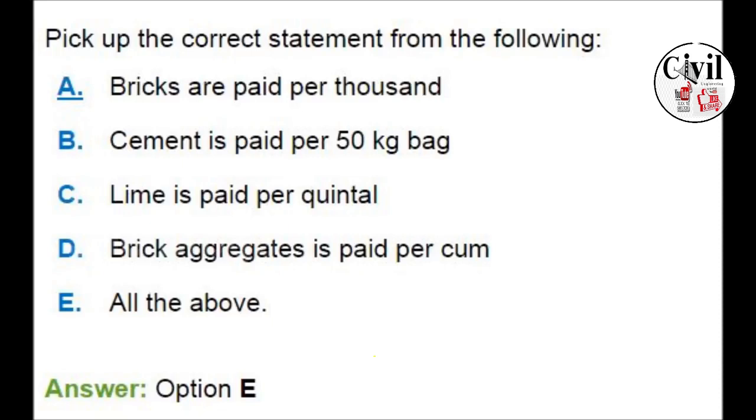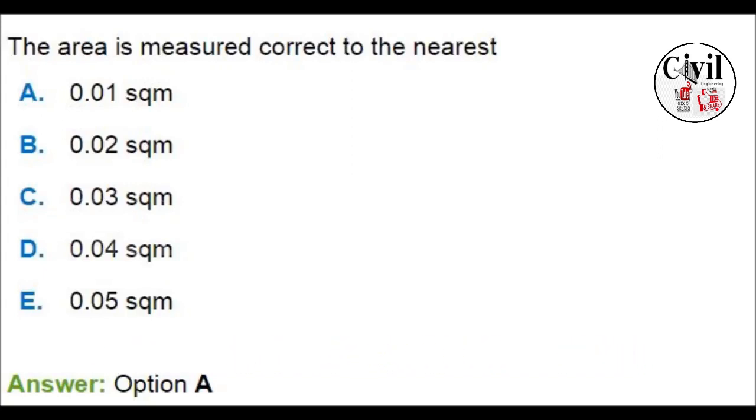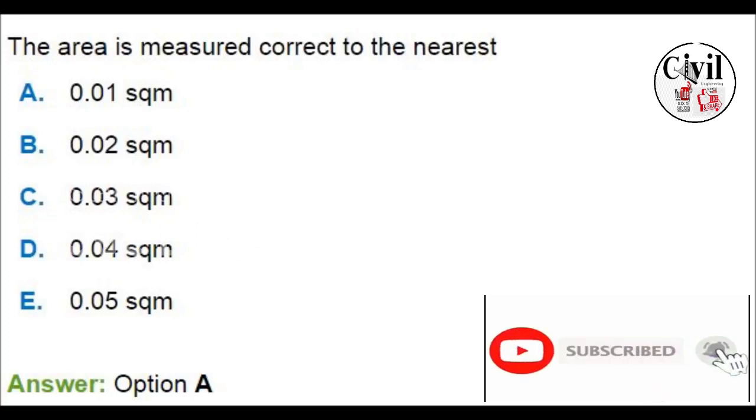So here option E is the correct answer. Okay, so the area is measured correct to the nearest: actually we measure area and calculate it nearest to 2 decimal places, so that's why A is the correct option. 0.01 square meter is the correct answer.